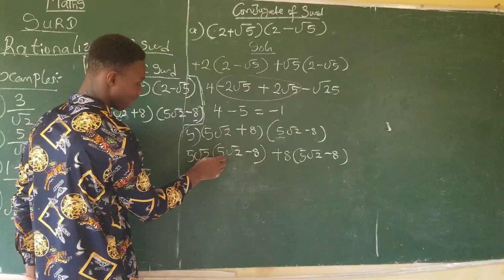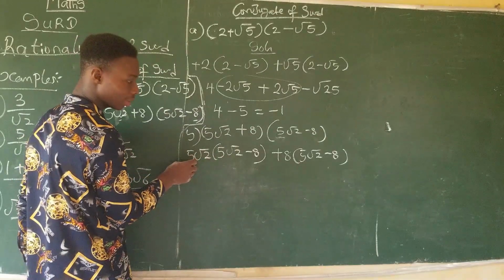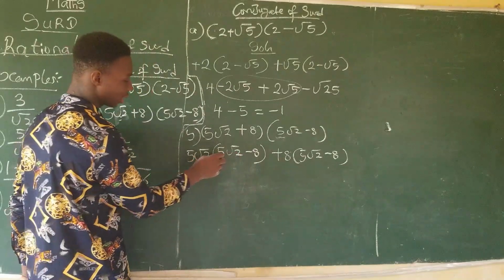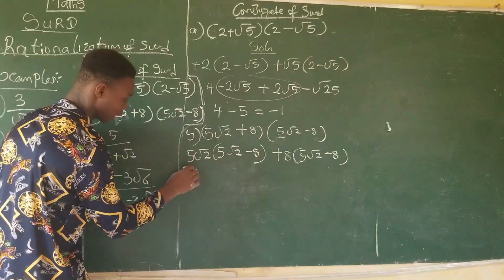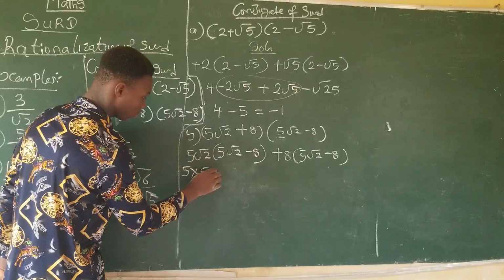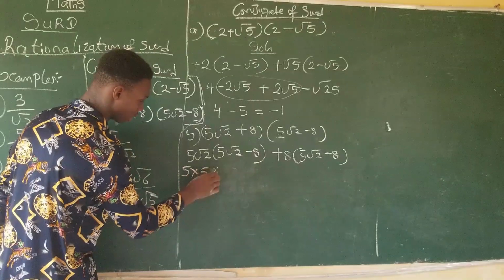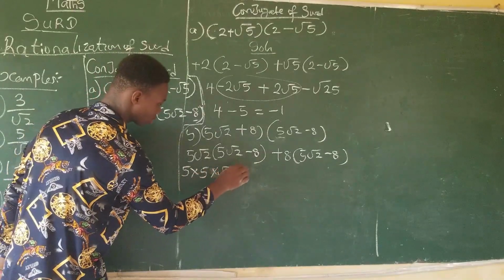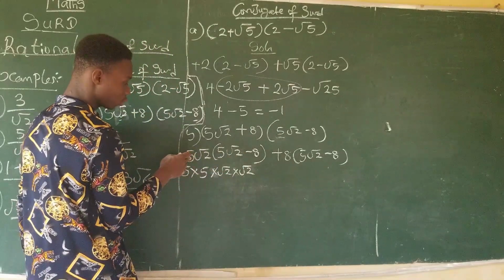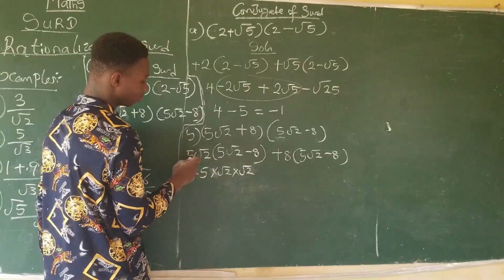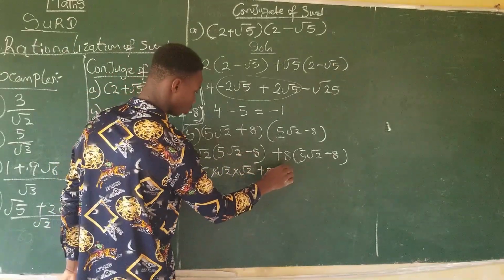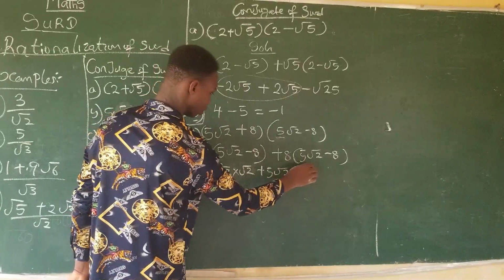5 times 5. Numbers without root will multiply numbers without root. Numbers with root will multiply numbers with root. 5 times 5. Let me expand this. Root 2 times root 2, times root 2 times root 2. We are done with this part. Now, 5 root 2 times minus 8. So we can just say plus 5 root 2 times minus 8.